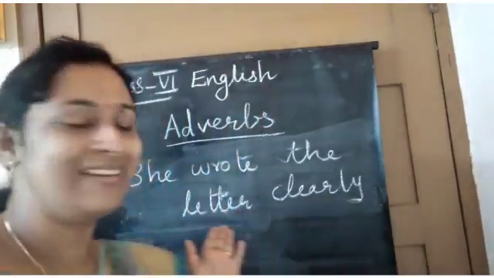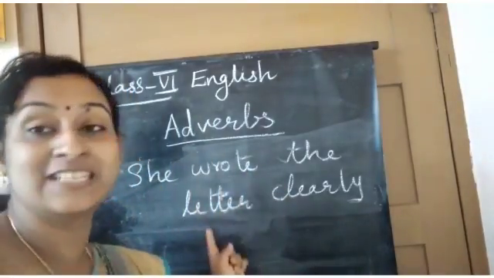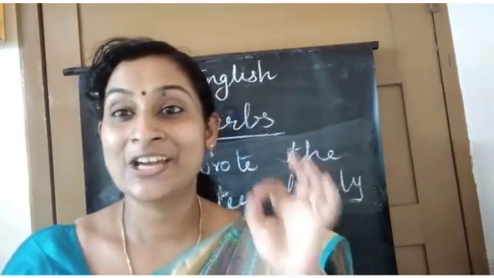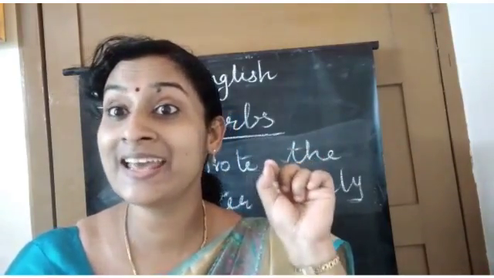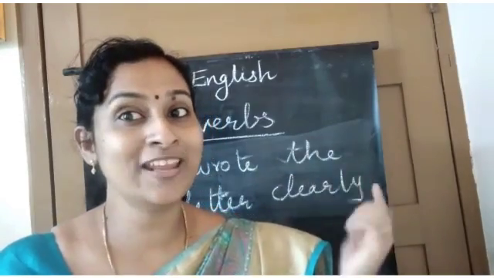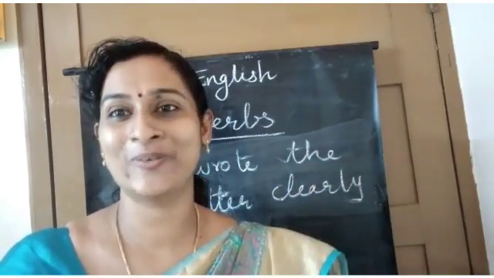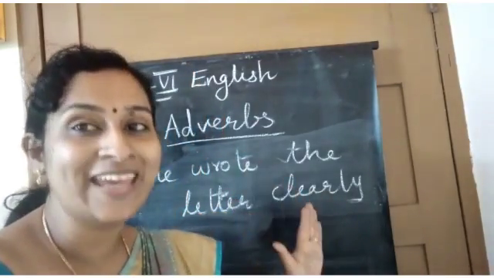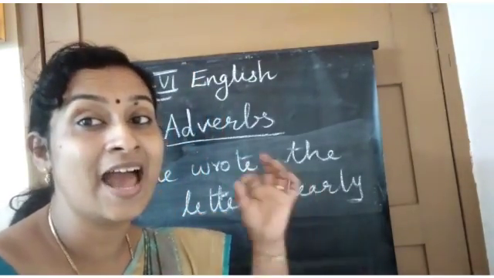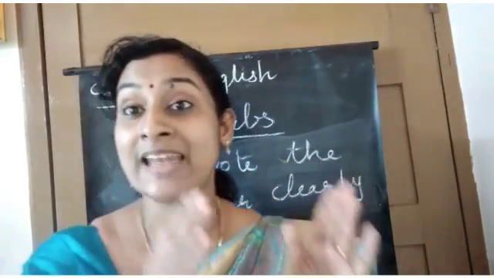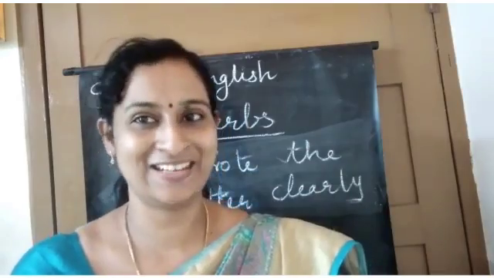Look at the example. She wrote the letter clearly. How did she write the letter? She wrote the letter clearly. So we can see some word is adding to the verb. Which is that word? Clearly. So we can say clearly is the adverb. Got it? So adverb is a word that adds to verb or an adjective.